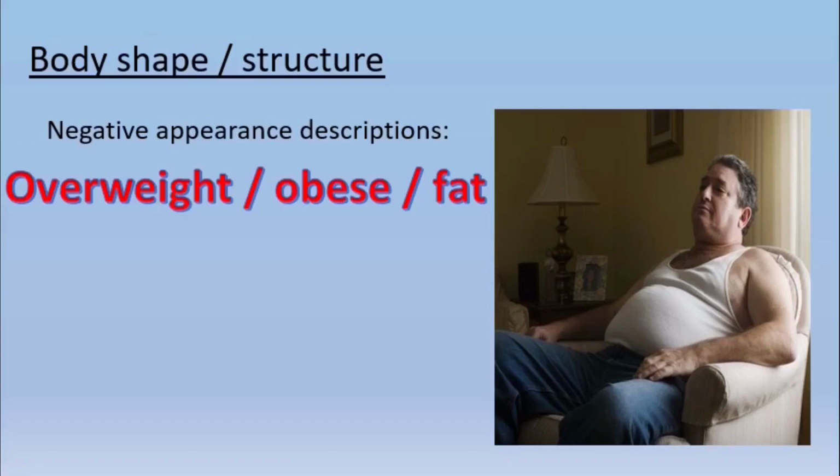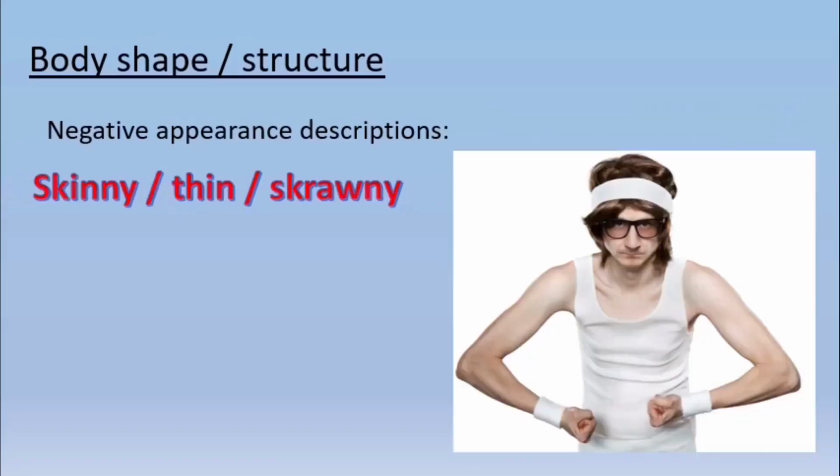Now let's look at some negative appearance descriptions. Overweight. He is overweight. Obese. He is obese. Fat. He is fat. Skinny. He is skinny. Thin. He is thin. Scrawny. He is scrawny.